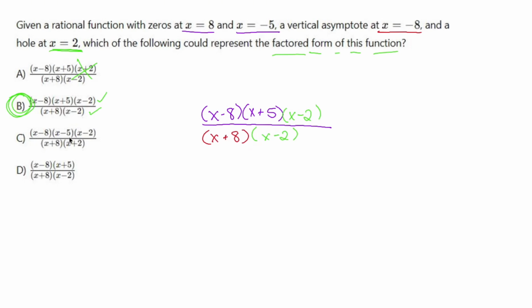X minus 8, nope. X minus 5, nope. And then x minus 8, x plus 5, good, but we're missing the x minus 2 up here. So you're a nope, you're a nope, and you're a nope, and you're the yes. So B is going to be my answer.